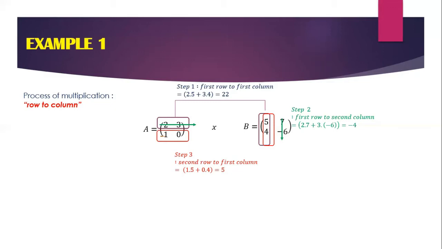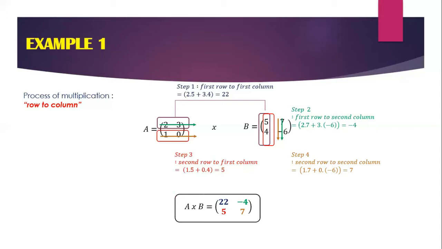And the last, the 1, 0 components go to the 7, minus 6 components. We got 1 times 7 plus 0 times minus 6. So you got 7. Now we gather all the components by multiplication. We have the final answer, A times B equals 22, minus 4, 5, 7. Is it clear? Okay, to make sure it is clear, we go to example 2.